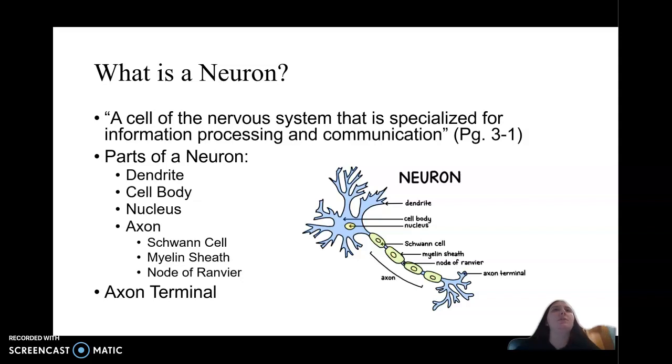The soma, or cell body, maintains the cell and keeps the neuron functioning efficiently. Axons carry signals from the cell body to the terminal buttons. The myelin sheath part of the axon insulates one nerve cell from another and prevents interference of one neuron to another. The axon terminal transmits signals to other neurons.